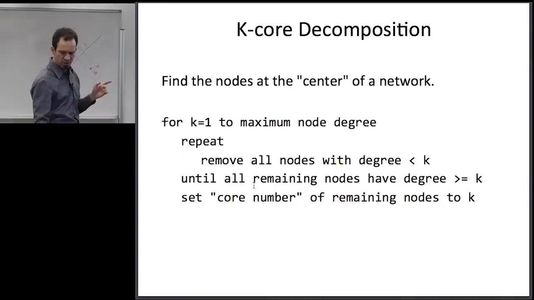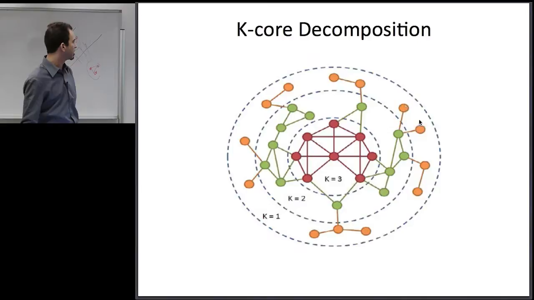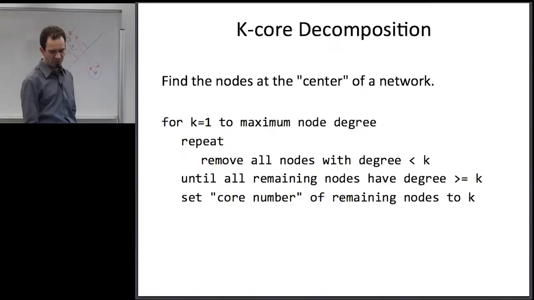Let's look at a picture. This will be more clear. So all of these nodes out here. Now notice they don't all have degree one, but I have this step: repeat until all remaining nodes have degree greater than or equal to k, right?